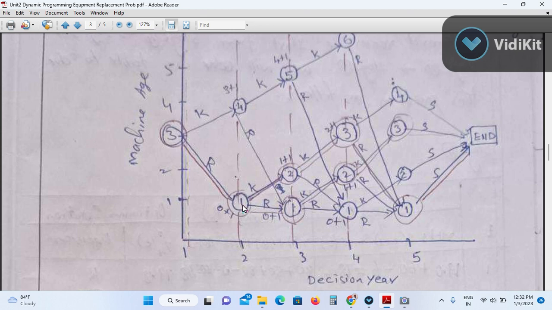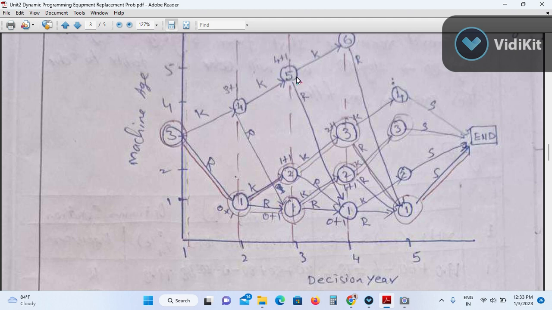Similarly, for this new machine, if you want to keep running it, then what is the meaning? If you are moving to the next year, the third year, then this is a 1 year old machine. So therefore, another 1 year you are going to run it. Therefore, 1 plus 1, that is 2. So a 2 years old machine here. So this is all talking about the year 3, the third year, right? The decision year 3.